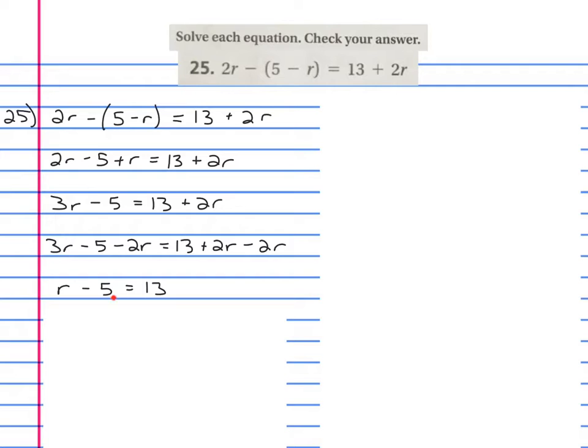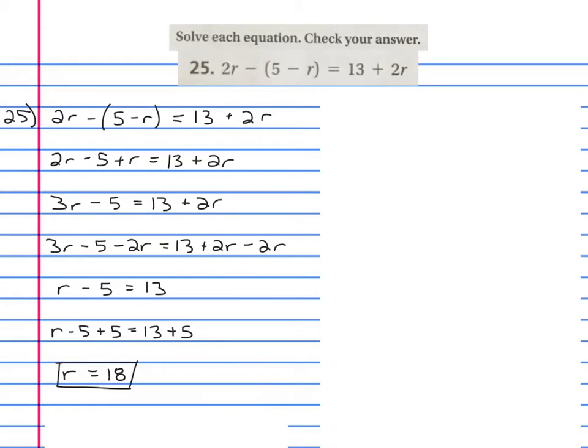Excuse me. So what's happening to r? We have 5 being subtracted from it. The inverse operation is plus 5. So we take what's already there and write plus 5 after it. And r equals 18. Okay?